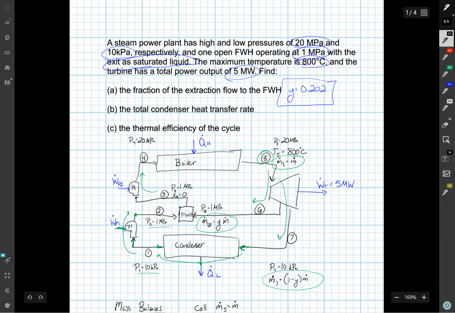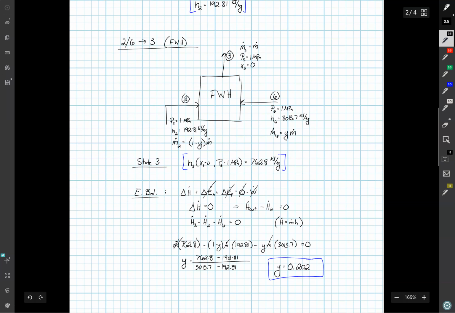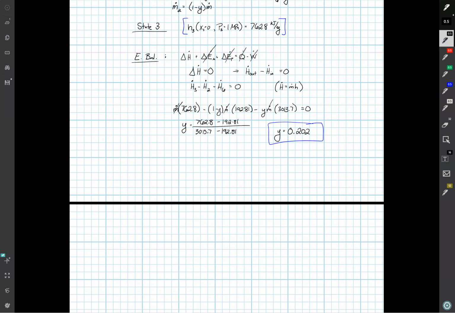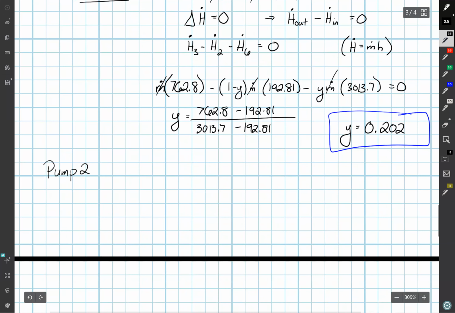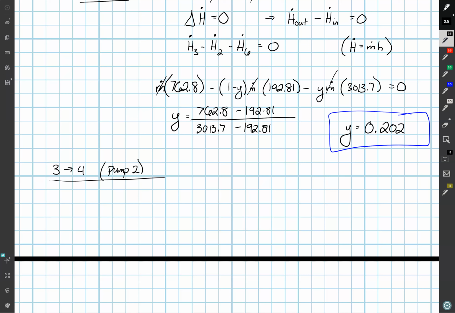So we're going to go across a second pump. In this pump, we're going from 1 megapascal up to 20 megapascal. So this is pump 2, and this is the process taking us from 3 to 4. We're going to use the same process that we did for our first pump. So we have W minus WP2 is equal to specific volume times delta pressure.